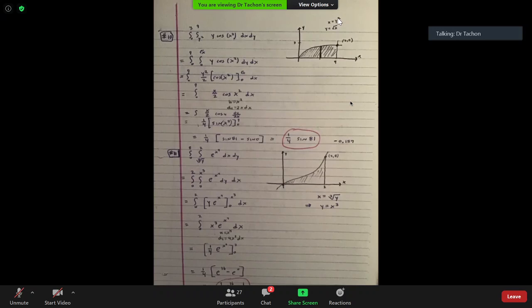Okay, so number 11. Number 11 is where you've got to change the bounds again. So did I do that one? Did I do that one as an example last time? Oh, or did I do that one in the video I made? Maybe I did that one in the video I made.